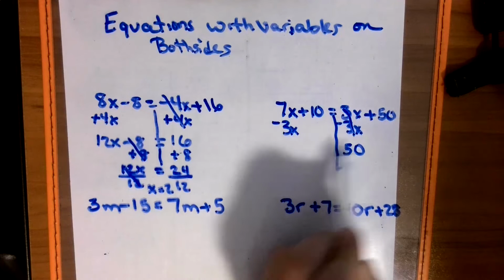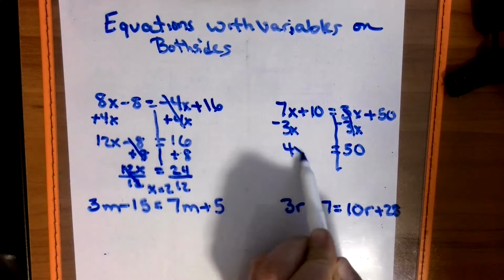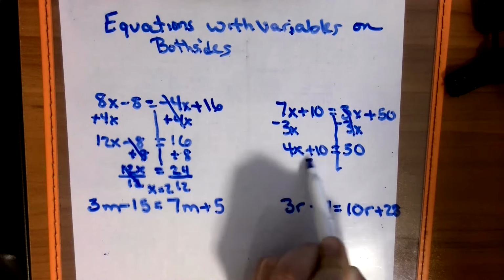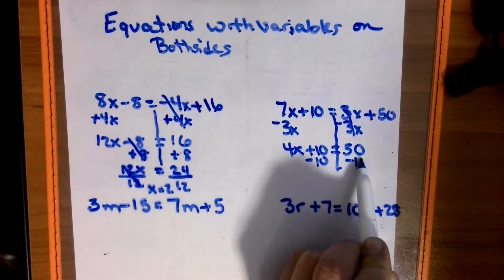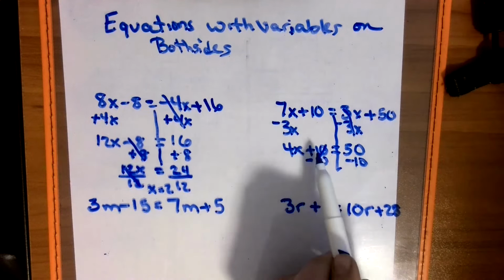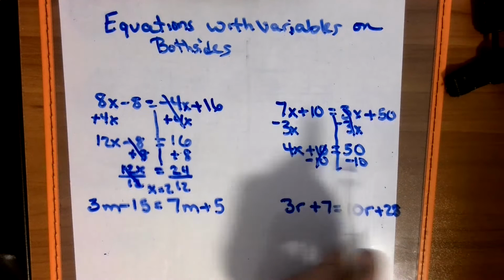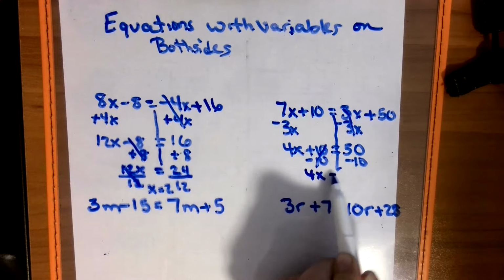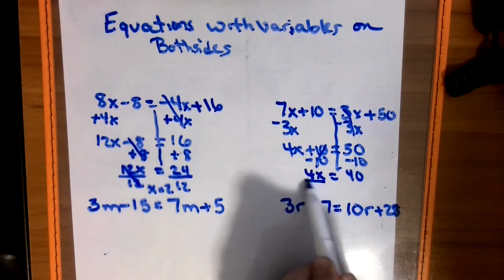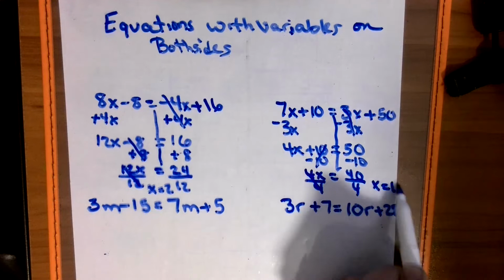We're going to be left with 50 on this side, and we're going to have 4x plus 10. And we're going to minus out the 10 because we always have to do the opposite of what we see. We see adding of 10. We have to get rid of it by the opposite, and we're bringing it to the other side. And then we divide by 4, and we get x equals 10.